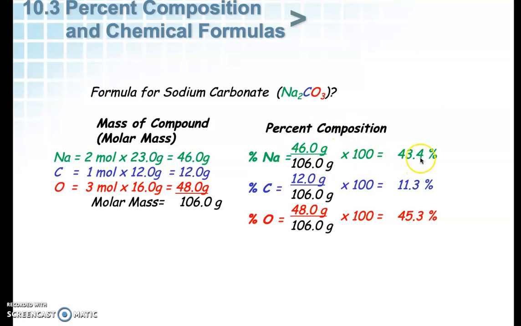So it's 43.4% sodium, 11.3% carbon, 45.3% oxygen. And if you add up the sum of each one of these, you should get 100. All right, let's look at the next problem.